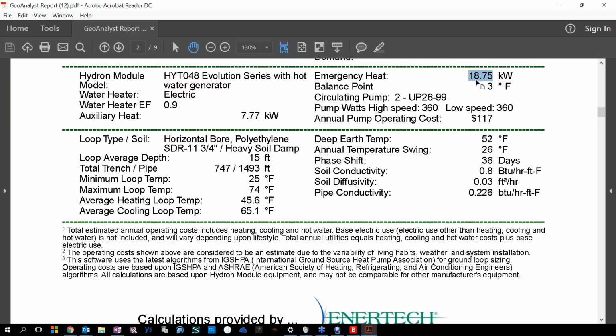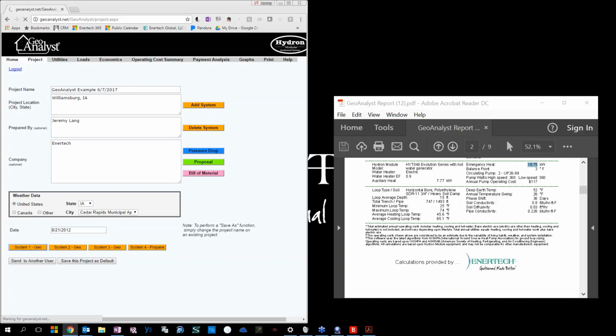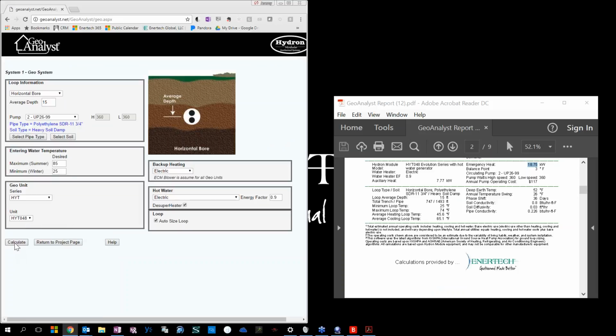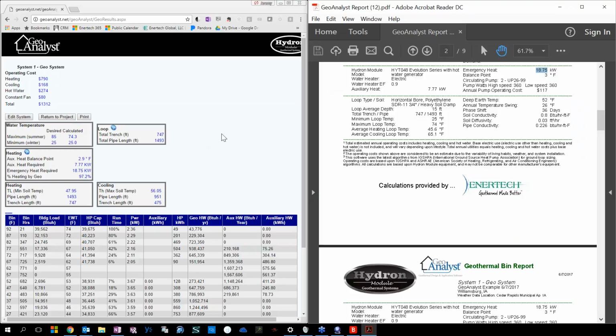I only need that electric heat for supplemental heat. So let's go back and take a look at GeoSystem 1. What do I need for auxiliary heat? I do not want to select an aux heater that is based on the requirement for emergency heat. I only want to select an aux heater required to provide supplemental heat. So here are these two differences. On my left screen, I have 7.77 kilowatts required for aux heat. So I would select a 10 kilowatt heater on this job, 4-ton unit, 10 kW heater, not a 6-ton unit with a 20 kW heater.